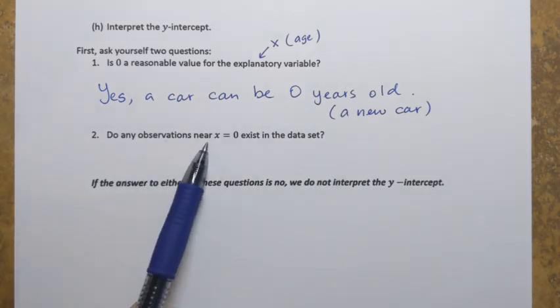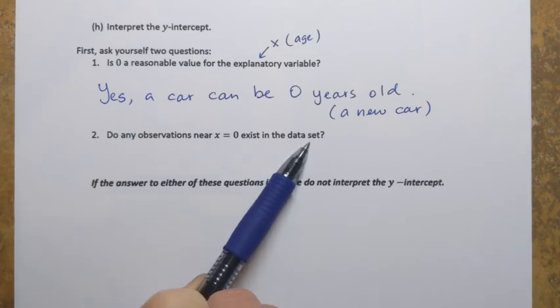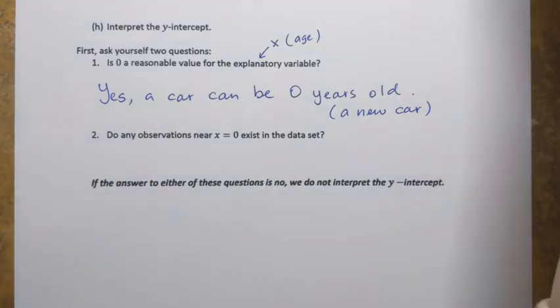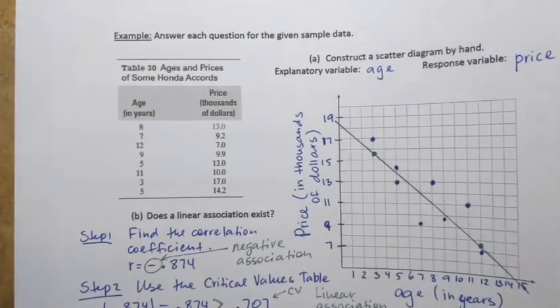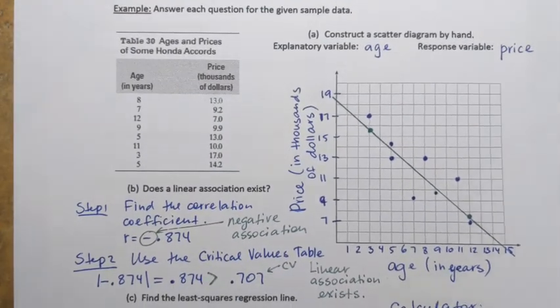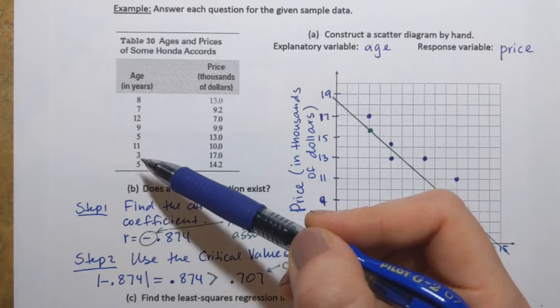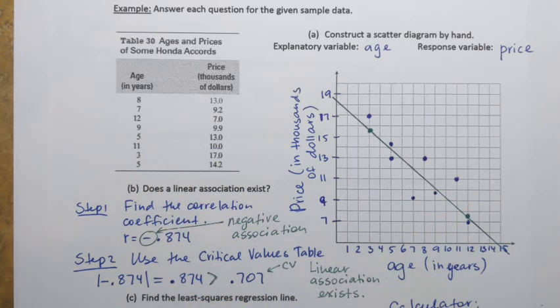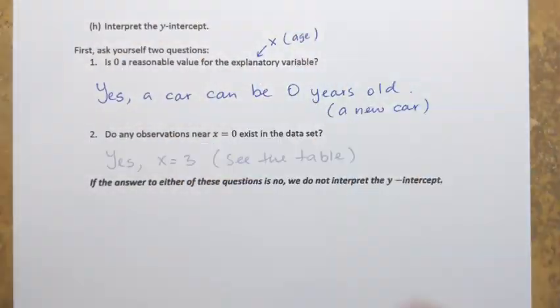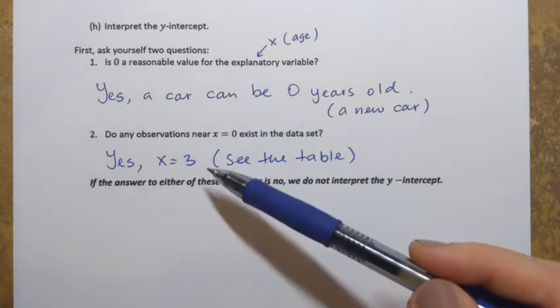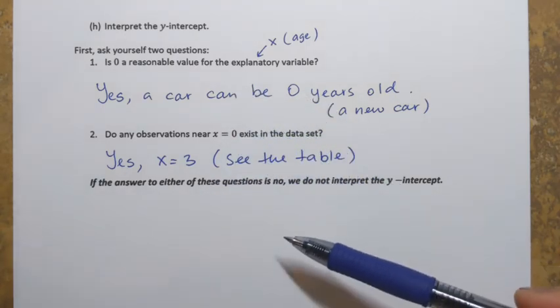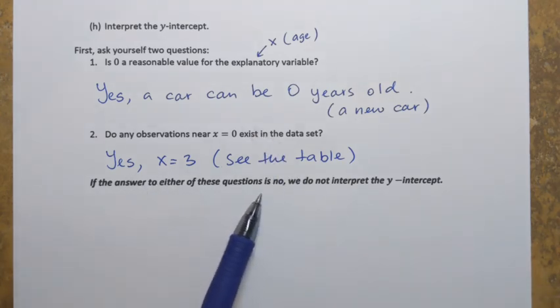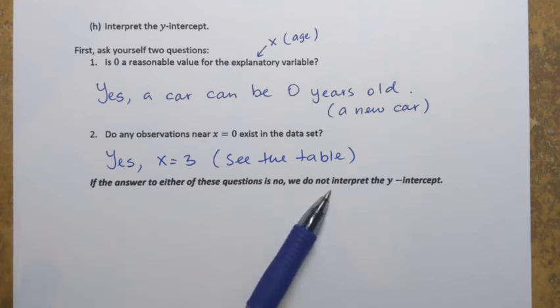The second question: do any observations near x equals 0 exist in the data set? Well, let's look at our data set. It's right here. Do we have any values close to 0? Well, we do. We have x equals 3, which is pretty close to 0, right? So we're going to answer yes. And since we answered yes to both questions, we can interpret the y-intercept. If the answer to either of these questions is no, then we do not interpret the y-intercept. We just say it's not appropriate to interpret the y-intercept. But in our case, we continue.